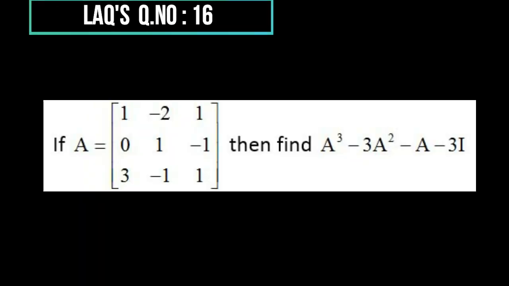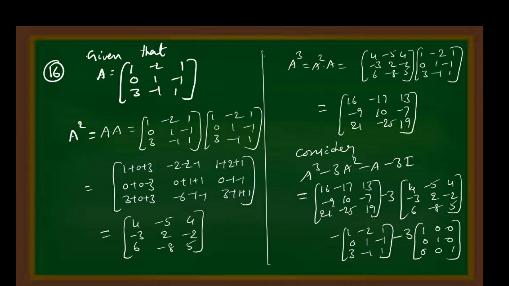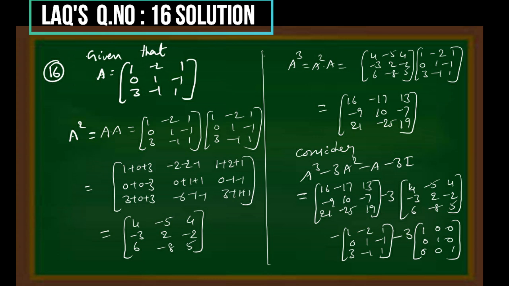Next, the 16th question. Given that A = [1, -2, 1; 0, 1, -1; 3, -1, 1], we show that A cubed - 3A squared - A - 3A = 0. For this, first we find A squared. A squared is equal to A times A. Multiplying these two matrices, multiplication of matrices means multiply the first row of the first matrix with the first column of the second matrix.